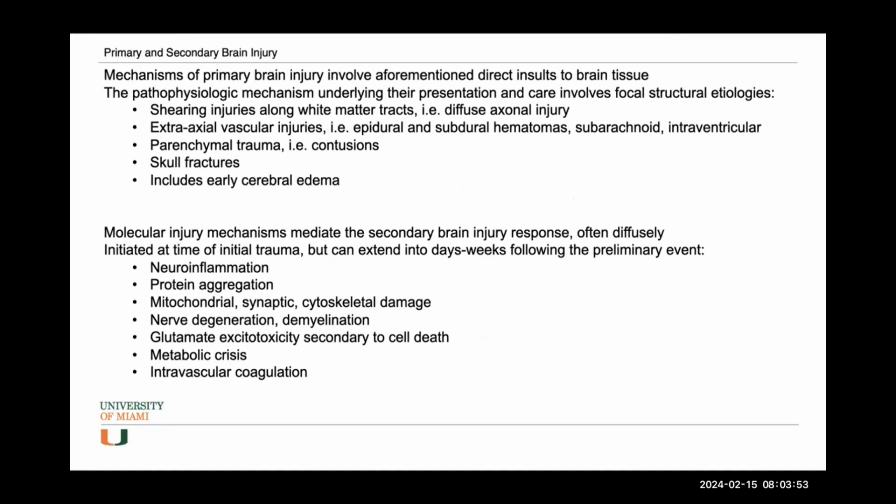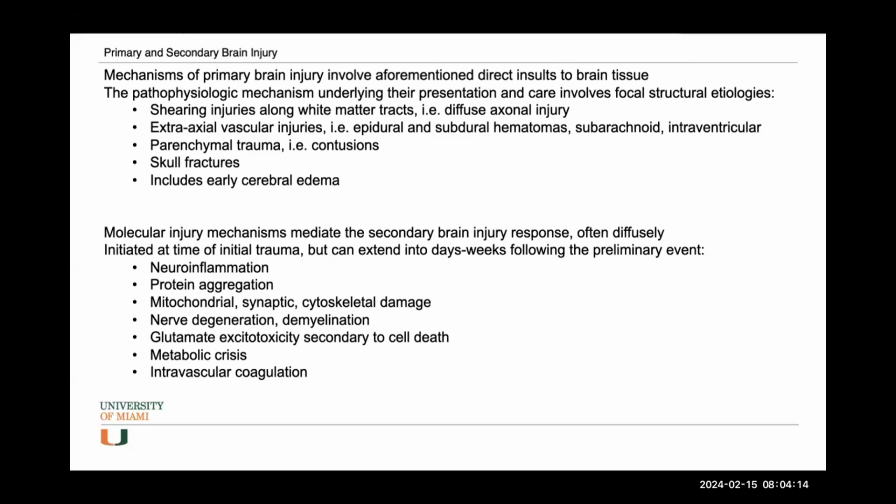So the mechanisms of a primary brain injury involve, like I said, direct insult to brain tissue. Their underlying process involves direct focal structural etiologies. So you get shearing injuries along white matter tracts, which can cause diffuse axonal injury. You get extraaxial vascular injuries, which can cause a variety of hematomas, parenchymal trauma, which can cause contusions, skull fractures, or even early cerebral edema.